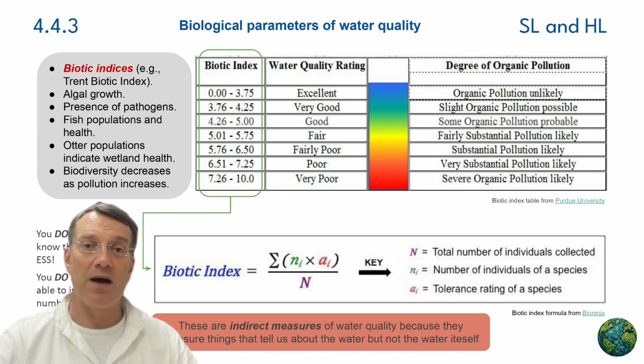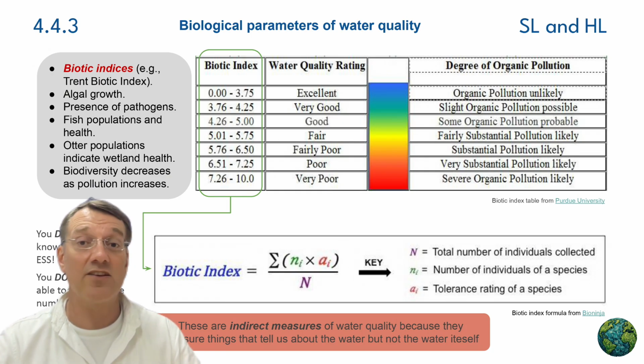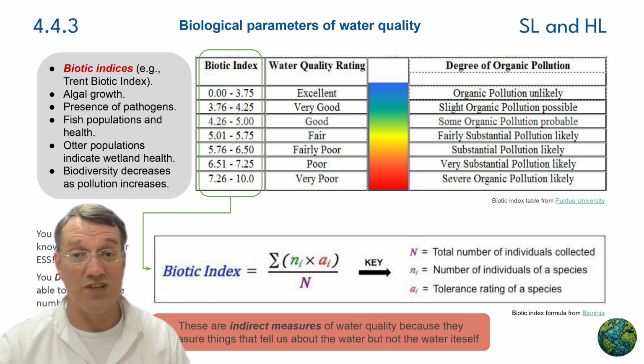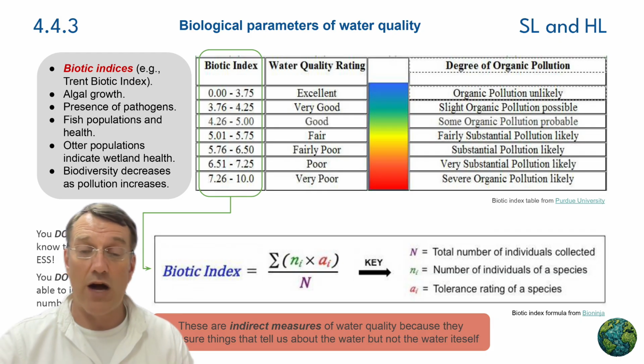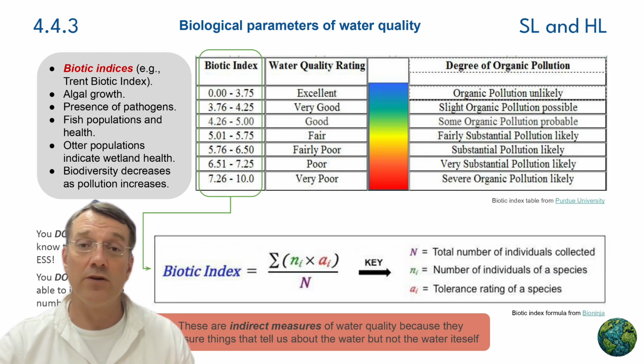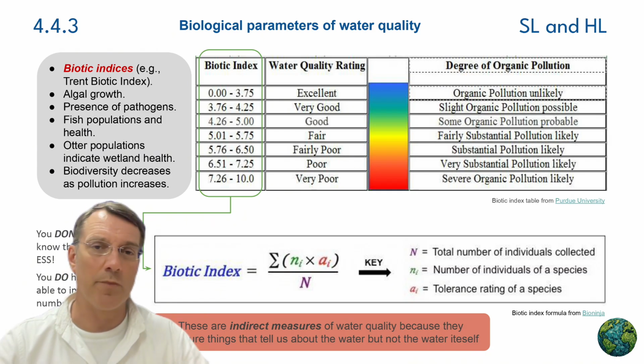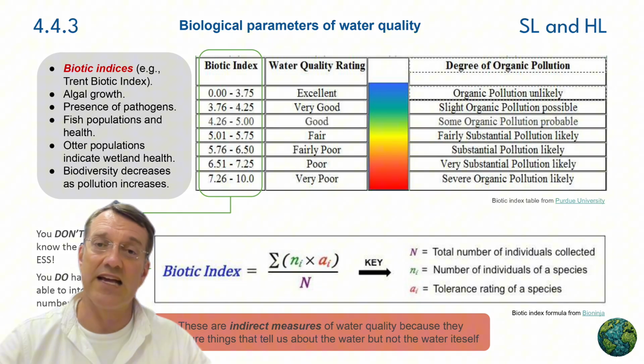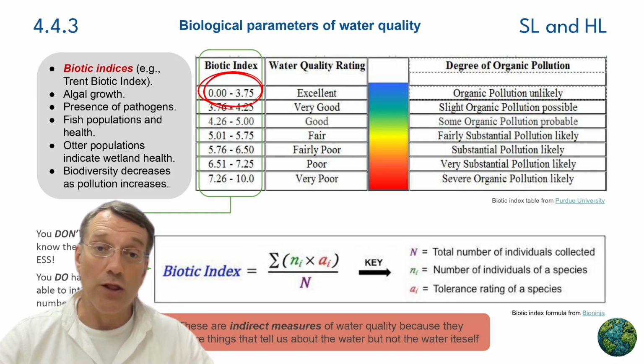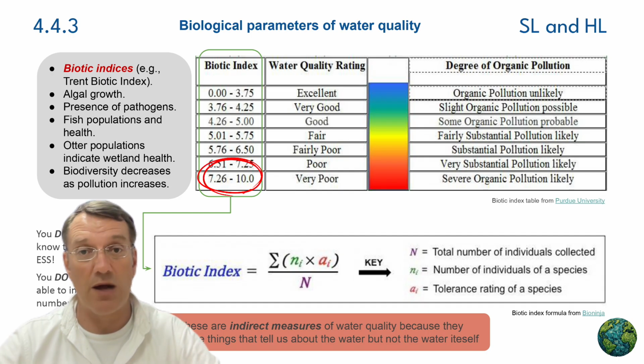The table shows that a biotic index between 0 and 3.75 indicates excellent water quality with organic pollution unlikely. As the index gets higher and higher and rises towards 10, water quality drops to very poor, with severe organic pollution pretty likely. You don't need to memorize the formula for ESS, but you should be able to interpret what biotic index numbers mean. A low number equals good water quality, and a high number signals problems.